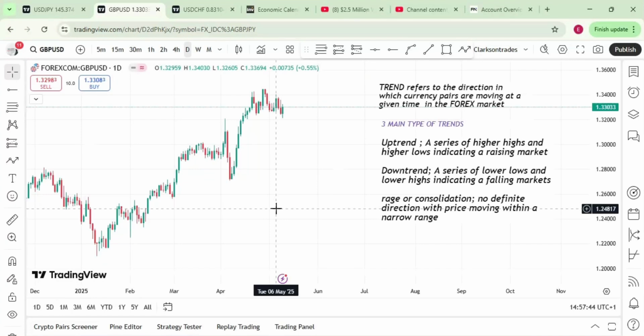So what I'm going to be doing in this video is showing you practical examples of all these three types of market conditions. And I'm going to tell you what to do in case you have this particular condition and you want to trade as a new trader.